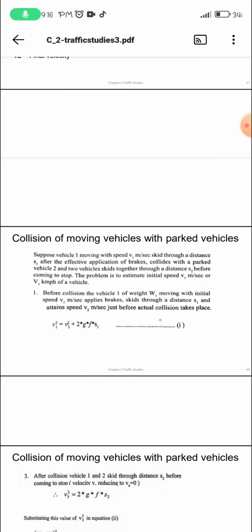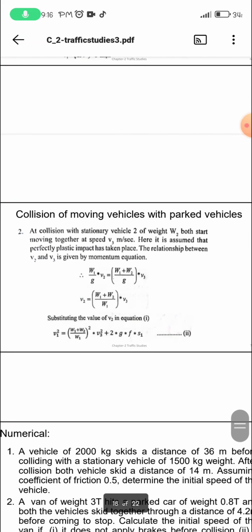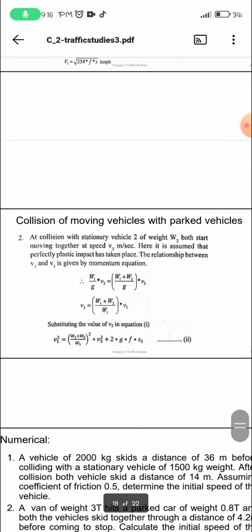v1 square equals v2 square plus 2 into g into f into s1. Equation number 1. Collision of moving vehicle with parked vehicles. 2. At collision with stationary vehicle 2 of weight W2, both start moving together at speed v3 meter per second. Here it is assumed that perfectly plastic impact has taken place.